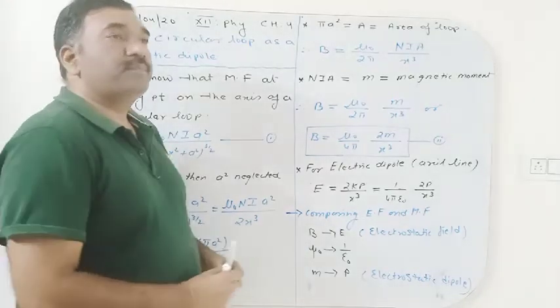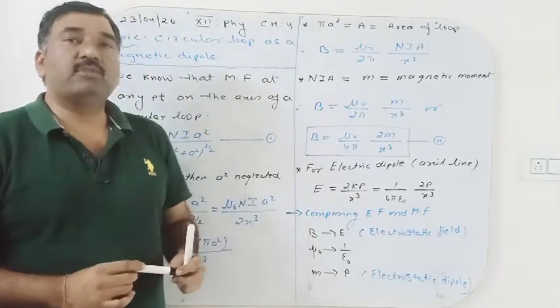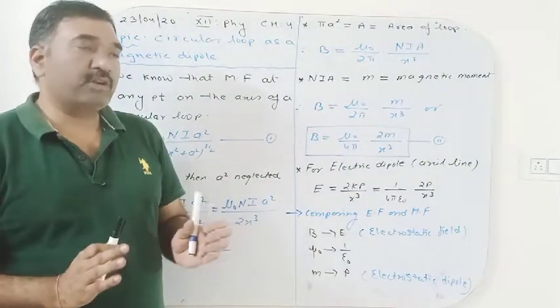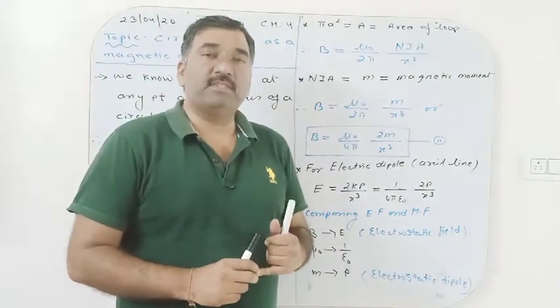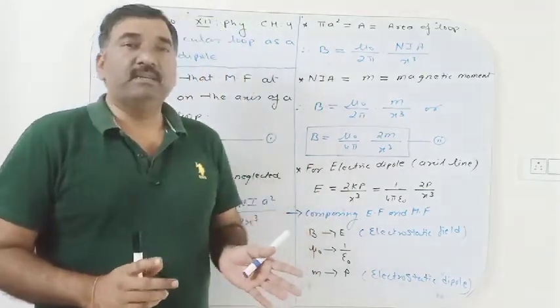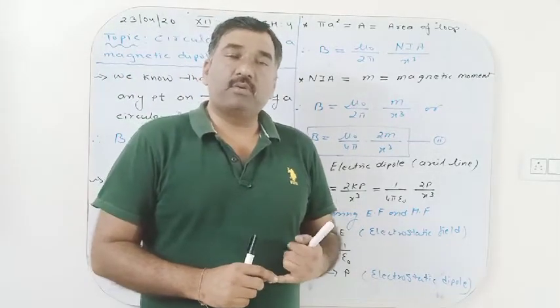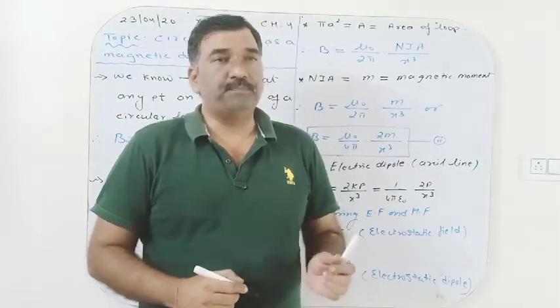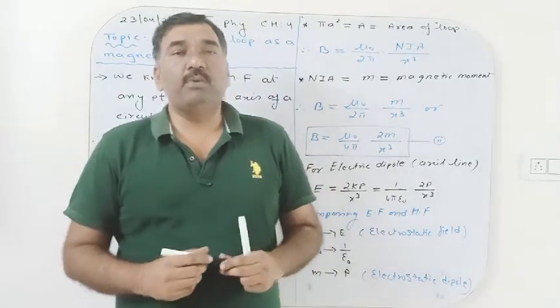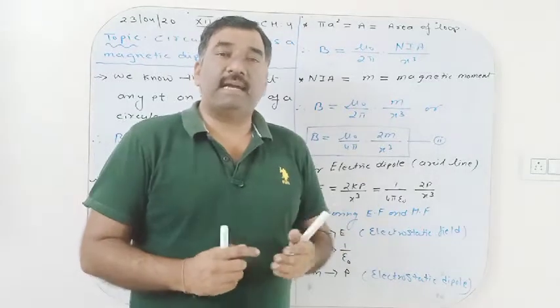Good morning, students. In the last lecture, we discussed the torque acting on a rectangular coil when it is placed in a uniform magnetic field. The formula for the torque is M cross B, where M is the magnetic moment of the rectangular coil and B is the uniform magnetic field. Today we are going to learn how this current loop behaves as a magnetic dipole.